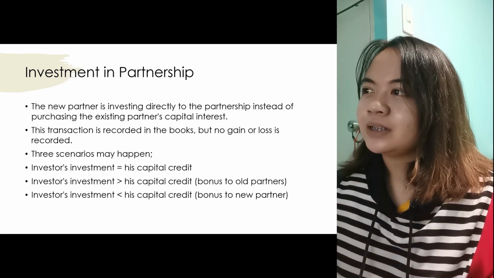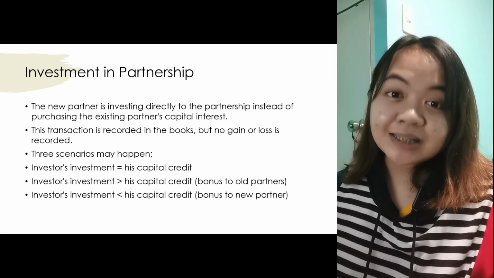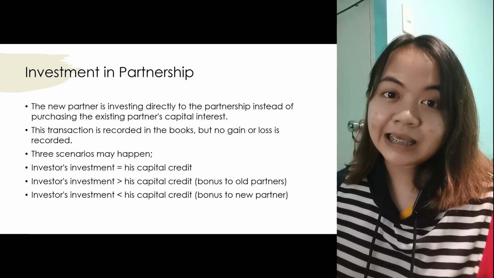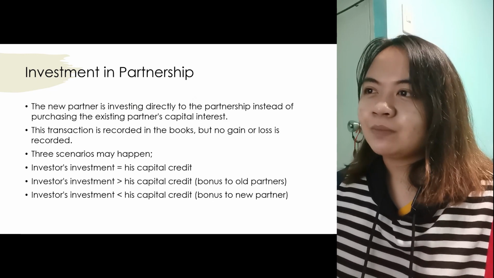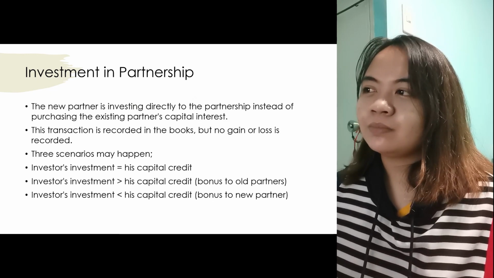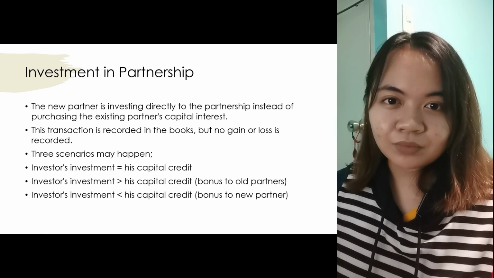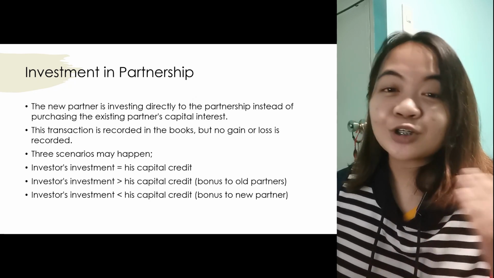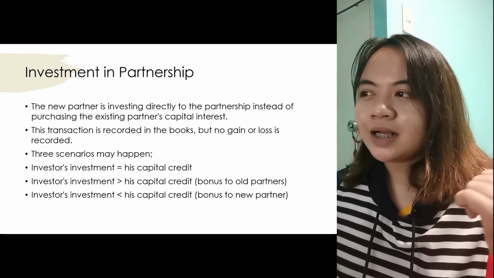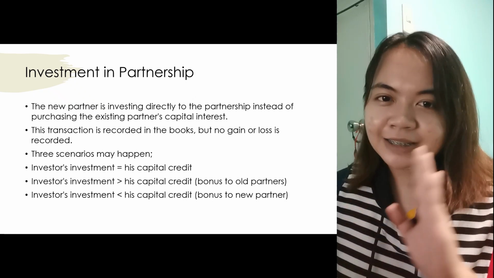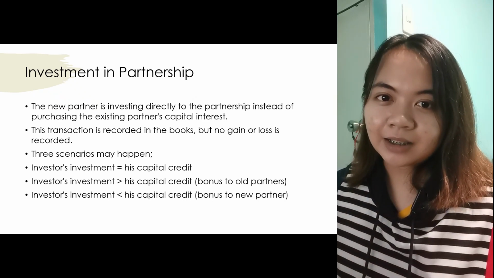Okay? So, this transaction is recorded in the books. Why? Kasi involved na yung partnership. Kasi nag-i-invest ka sa kanya. But no gain or loss is recorded. So, maaari daw may tatlong scenario. You have yung papasok, which is the investor. Yung partner to be, okay, ay yung investment niya is equal sa kinredit sa kanyang capital.